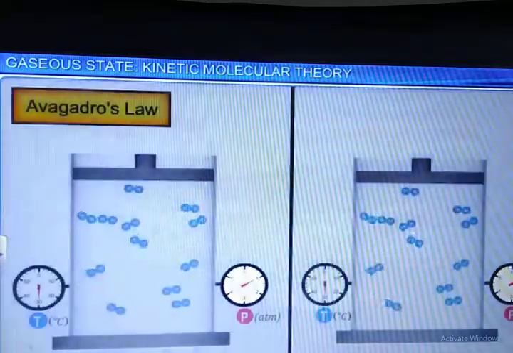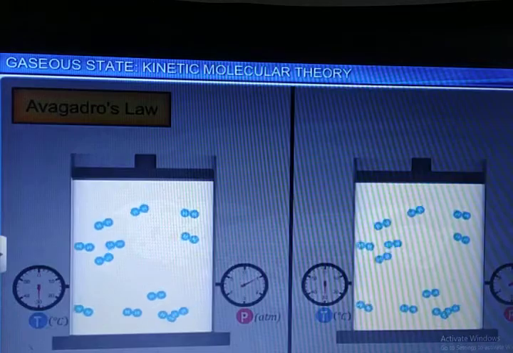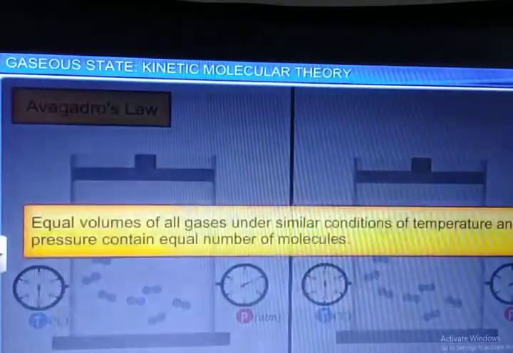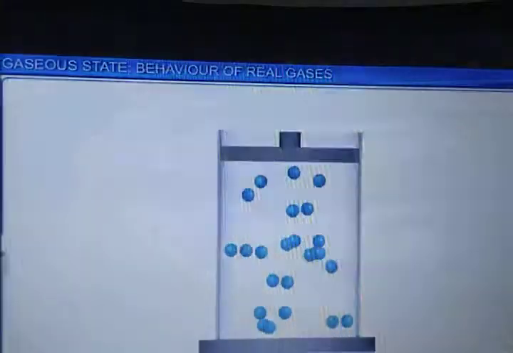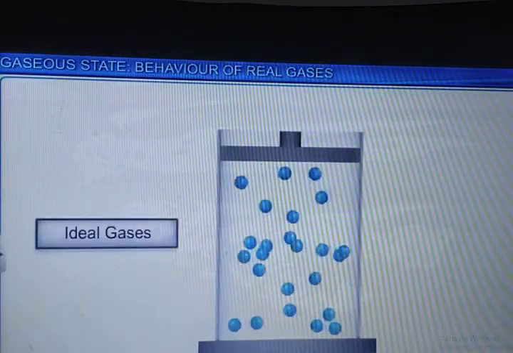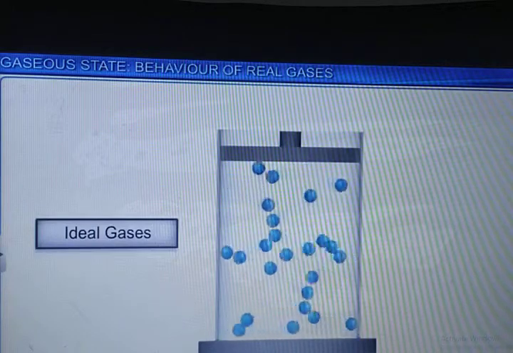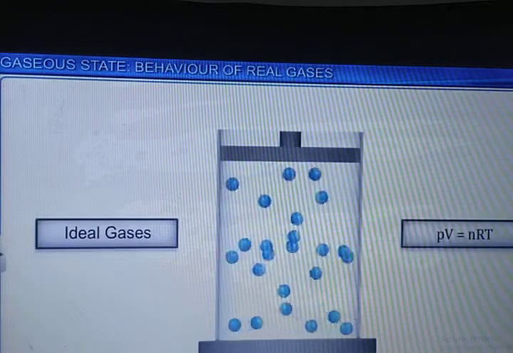This is Avogadro's law. Gases that obey the ideal gas equation are called ideal gases. The ideal gas equation is PV equals nRT.